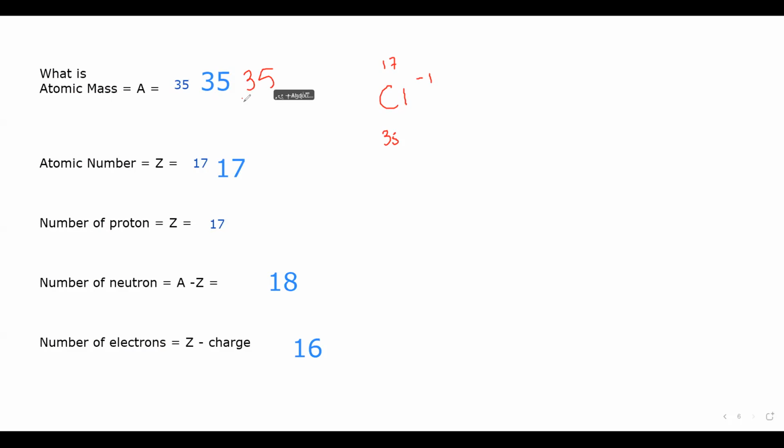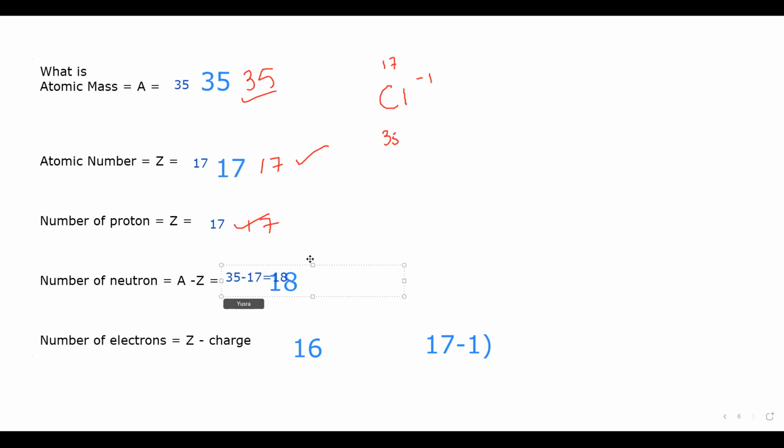So atomic mass is 35, that's right, correct. Atomic number, that is the number of protons, that's 17, that's right as well. And number of protons is equal to Z, so that's 17. Number of neutrons, 35 minus 17, that's equal to 18. So that's correct as well. And to get the number of electrons, the formula is Z minus the charge. So Z is 17 and the charge is minus 1.